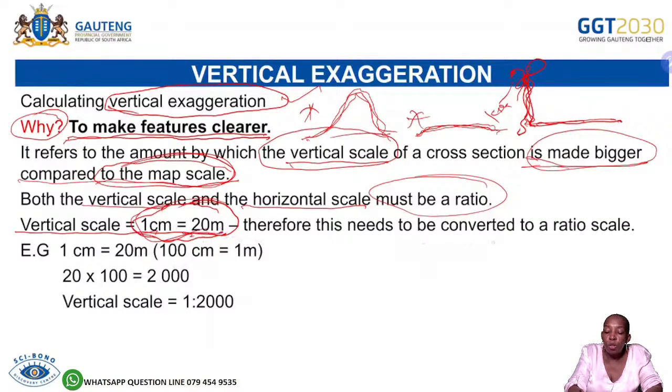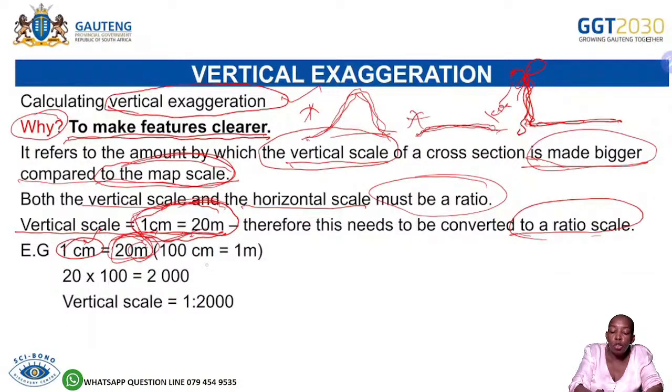Therefore, this needs to be converted to a ratio. Remember, it would be given on a cross-section to say this is the scale that was used to draw a cross-section. So if we have a scale that is 1 centimeter represents 20 meters, these centimeters and meters need to be converted. So your scale must have similar units. For us to convert the 20 meters to centimeters, because with 1 centimeter, but we've got here 20 meters. So what do we do?